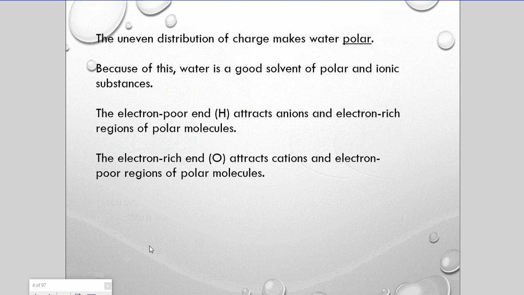So we talked about polarity, and this is why water is such a wonderful solvent for things that are even the slightest bit polar and ionic. It doesn't dissolve things that are nonpolar, so calling it the universal solvent is kind of untrue, but it's a really good solvent, so we'll take that. The electron-poor end, hydrogen, attracts anions and electron-rich portions of polar molecules. The electron-rich end, the oxygen, attracts cations and electron-poor regions of polar molecules. So think about that when we look at orientations.